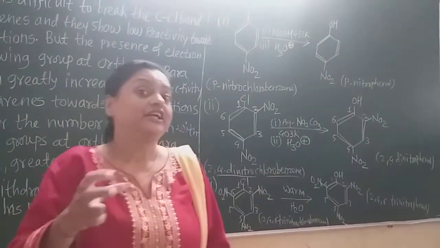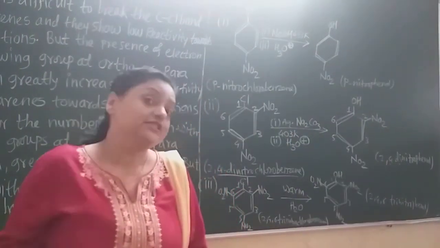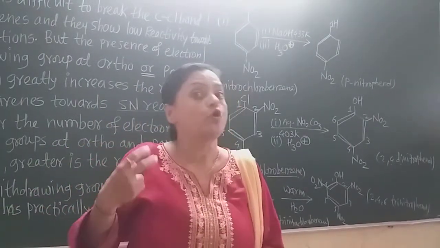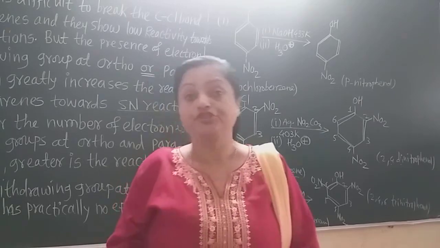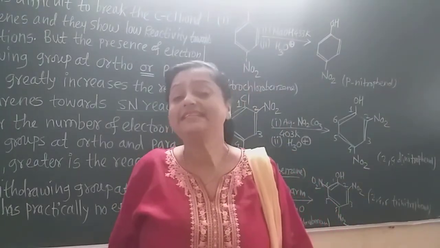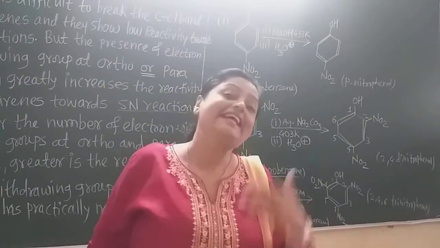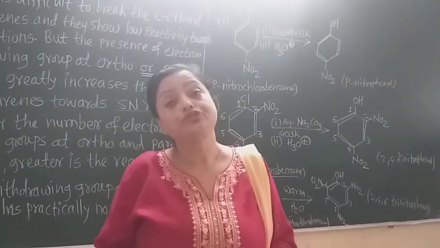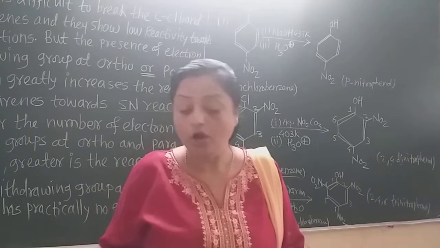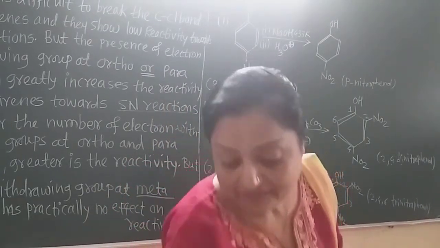Such is the effect of the presence of the electron withdrawing group on the ortho and para positions of the benzene ring towards the nucleophilic substitution reaction. As the electron withdrawing groups increase, reactivity increases. Remember that. Now this is about the nucleophilic substitution reactions of the haloarene and how the groups affect their reactivity, which we learned.